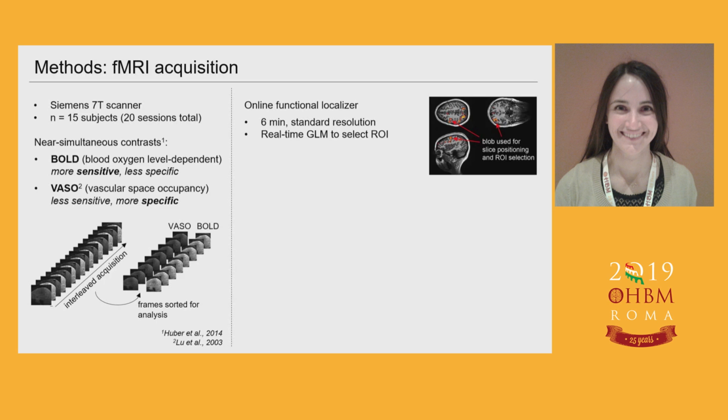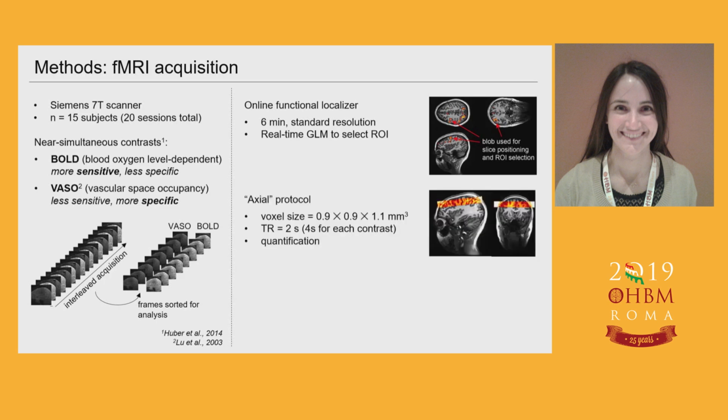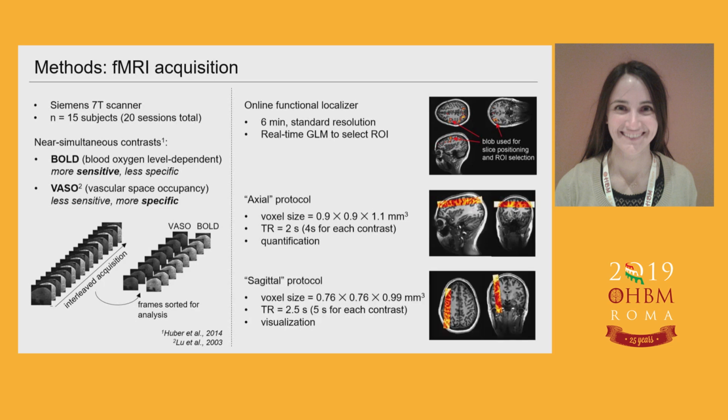We used 2 high-resolution protocols over the course of the study. The first was an axial-style readout. You can see the specs on the screen there. We primarily used this for quantifying and comparing activity across layers. Later in the study, we introduced an even higher resolution protocol. It was a sagittally positioned slab, and we primarily used this to visualize layer-dependent activity in individual subjects.